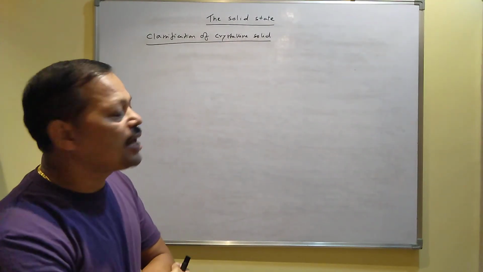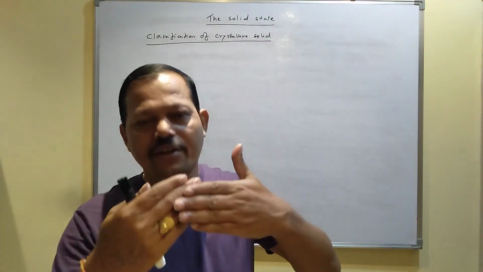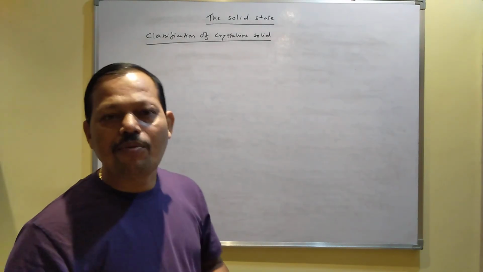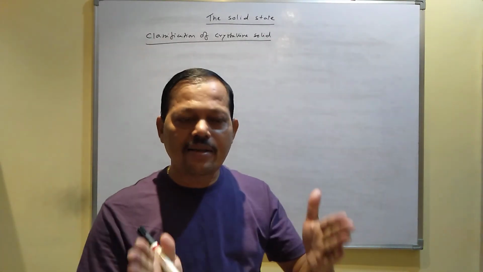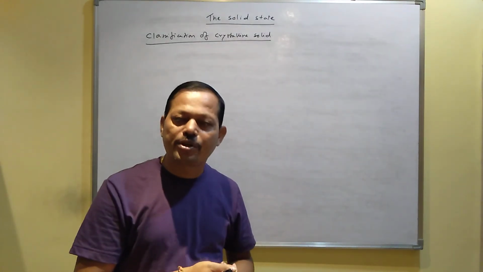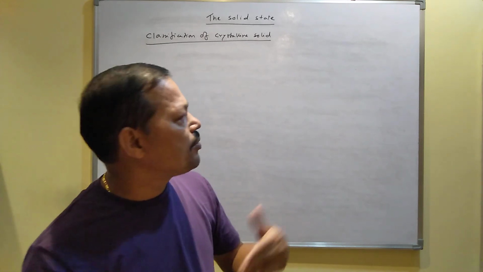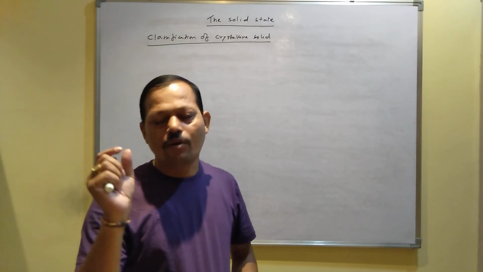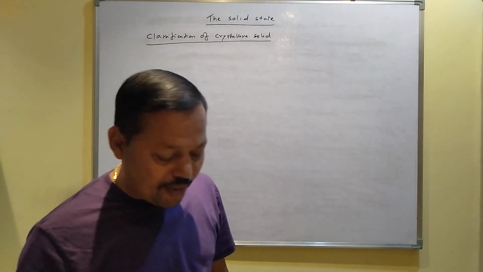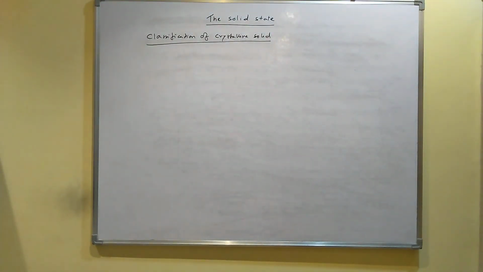So a crystalline solid can be classified into ionic, covalent, molecular and metallic solid based on the nature of particles. If the particles are ions, the solid is said to be ionic solid. If the particles are atoms, the solid is said to be covalent solid. If the particles are molecules, the solid is said to be molecular solid. And if the particles are metal ions or metal atoms, then it is a metallic solid. So a crystalline solid can be classified into four types: ionic, covalent, molecular and metallic solid.